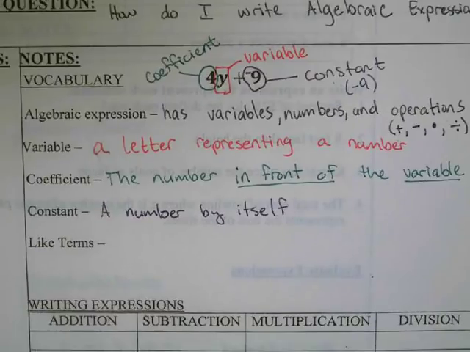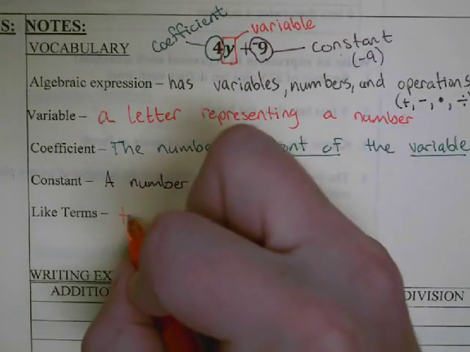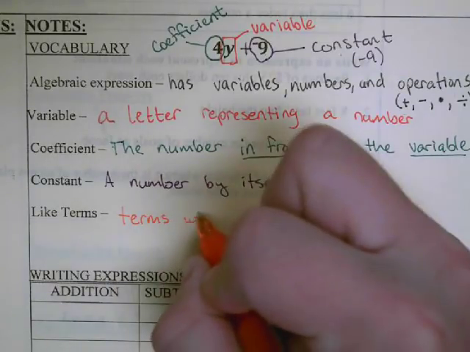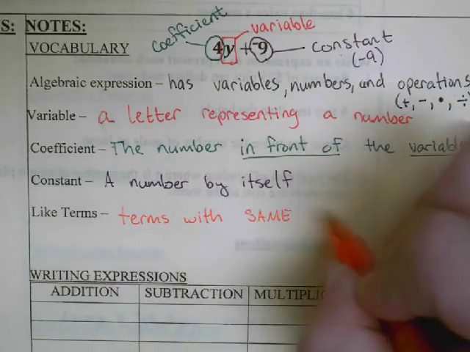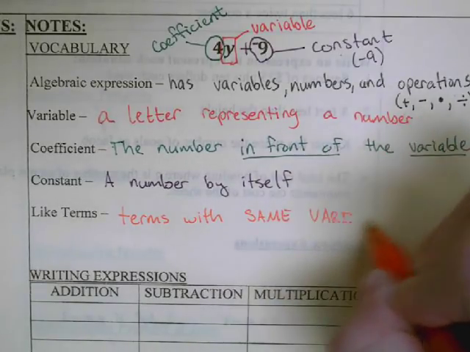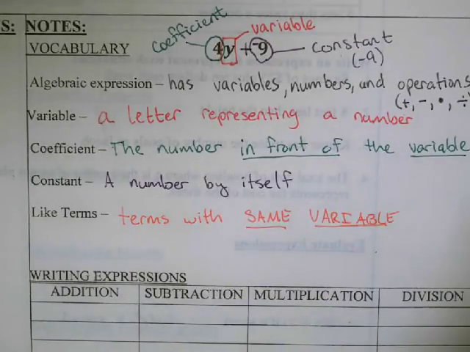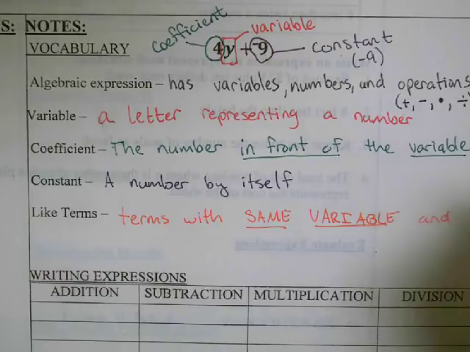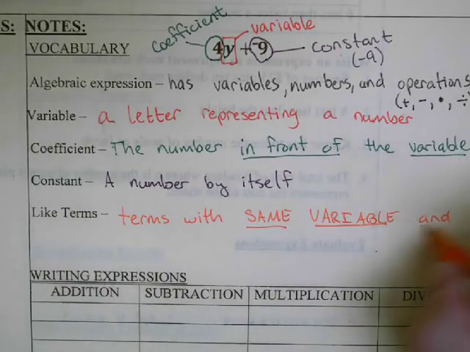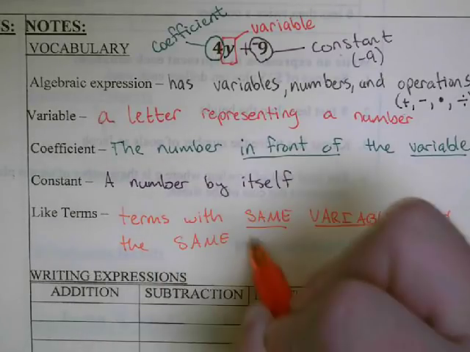And our last definition will be like terms. And like terms are terms with the same variable and, this is important, and the same exponent.